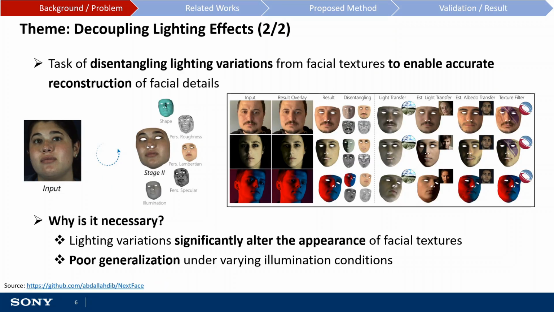An extension of this theme is the research domain of decoupling lighting effects. In face texture modeling, it involves disentangling lighting variations from facial features to enable accurate reconstruction and manipulation of facial details under different lighting conditions. For realistic reconstruction, it becomes necessary to decouple the lighting from facial features, as lighting variations can significantly alter the appearance of facial textures, leading to inaccuracies in 3D modeling. Also, existing methods often struggle to separate lighting from texture, resulting in models that do not generalize well under different illumination conditions.